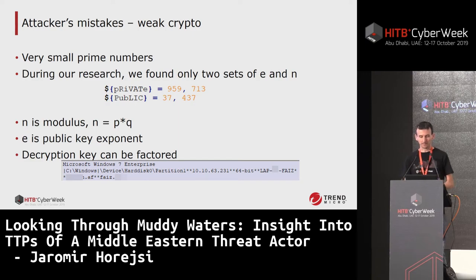We can see, for example, that when the machine got infected, it had this version of the Microsoft Windows operating system, this IP address, this architecture, the domain name, and so on. This is the way we could identify some of these victims, because the code was executed on these machines and we could capture this.